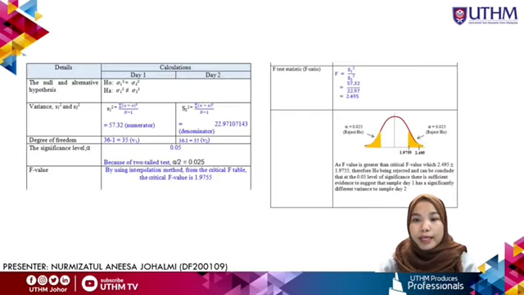For the F ratio, we get the value 2.495. Based on the figure of the two-tailed test, the F value is greater than the critical F value, which is 2.495 is greater than 1.9755. Therefore, the null hypothesis is rejected and it can be concluded that at the 0.05 level of significance, there is sufficient evidence to suggest that sample day 1 has a significantly different variance from sample day 2.